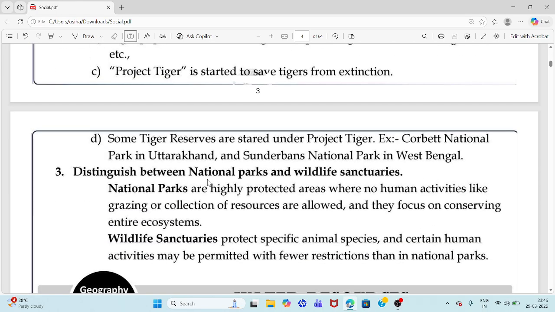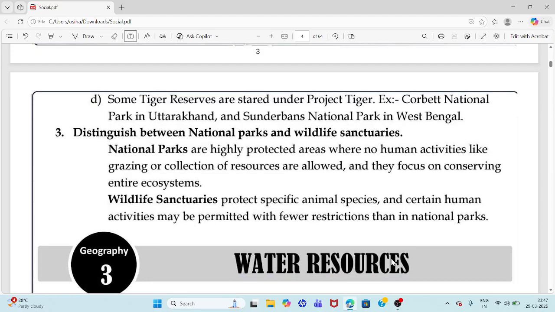Third question, distinguish between national parks and wildlife sanctuaries. You have to write differences. National parks are highly protected areas where no human activities like grazing or collection of resources are allowed, and they focus on conserving entire ecosystems. Wildlife sanctuaries protect specific animal species, and certain human activities may be permitted with fewer restrictions than in national parks.